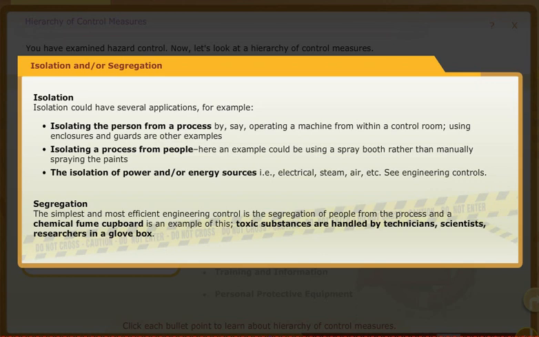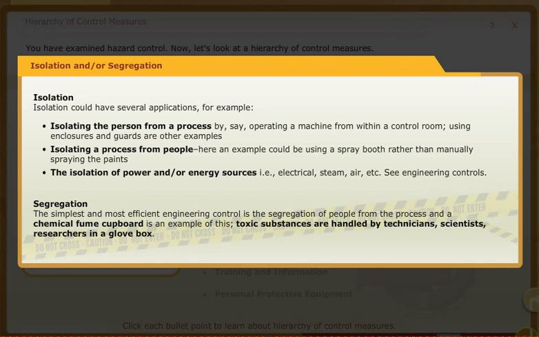Isolating a process from people. Here an example could be using a spray booth rather than manually spraying the paints. The isolation of power or energy sources or both, that is, electrical, steam, air, etc. See engineering controls.